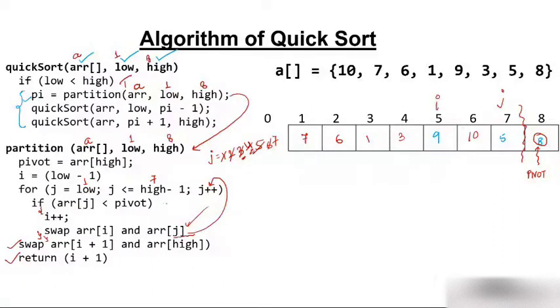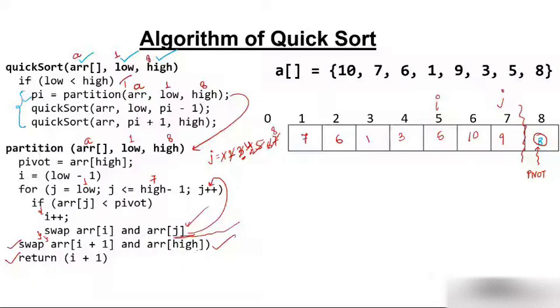What I'll do, I'll swap A[i] and A[j]. The moment I swap, what will happen? 5 will come over here and 9 will come over here. Fine. I'll again increment j. The moment I increment j, it becomes 8. Since 8 is not less than 7, the condition is false, and I'll come out of the loop.